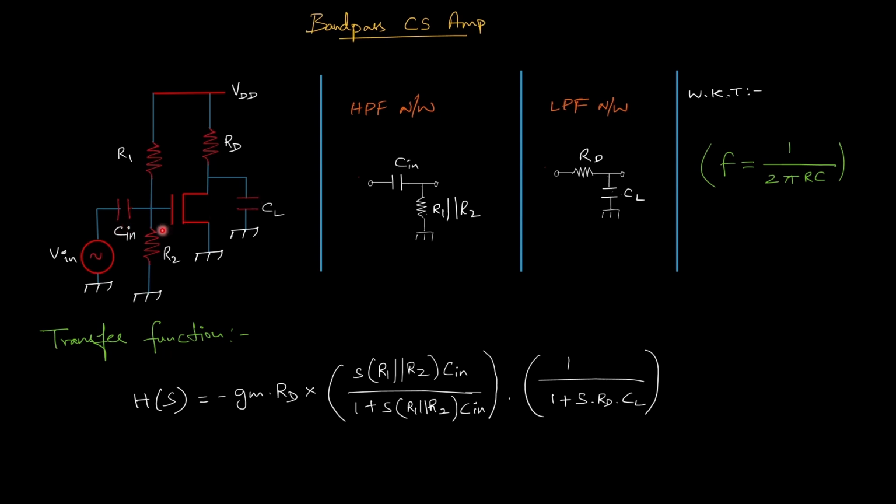The input capacitor together with R1 and R2 acts as a high-pass filter. This means that the lower frequency signals are attenuated. And the load capacitor together with RD creates a low-pass filter. This means that the higher frequency signals are attenuated. So what frequency remains? Only the frequency above the high-pass cutoff and below the low-pass cutoff. That's why this entire circuit behaves as a bandpass amplifier.